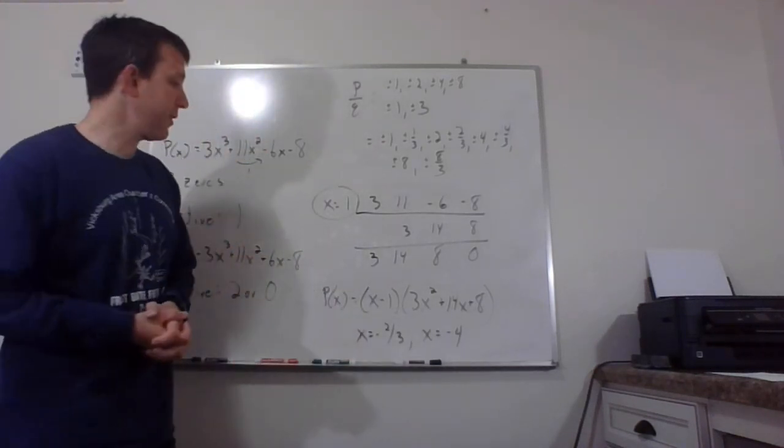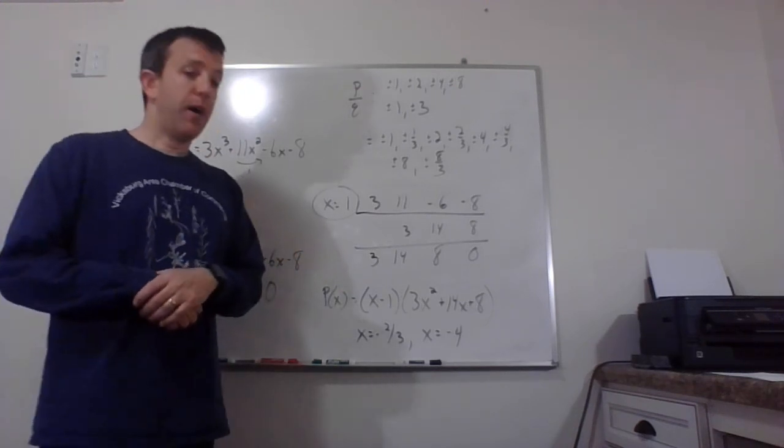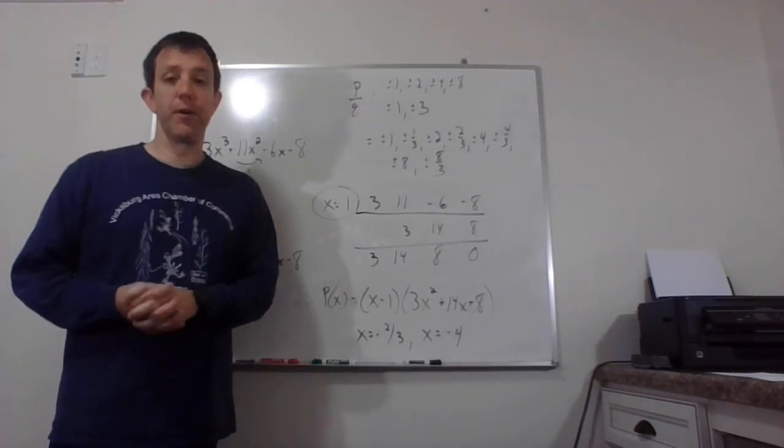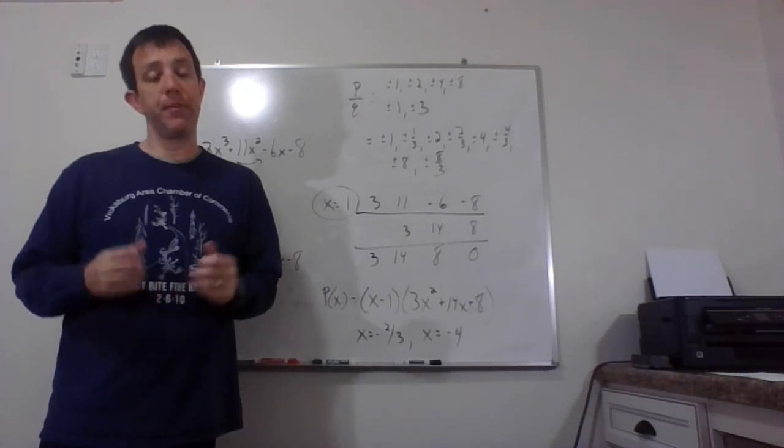So I have my 3 zeros. That's what I was looking for. And that's really all we're doing here. So there you go. That's finding zeros. It's going to be a fun process.